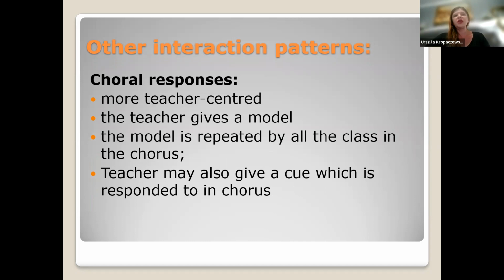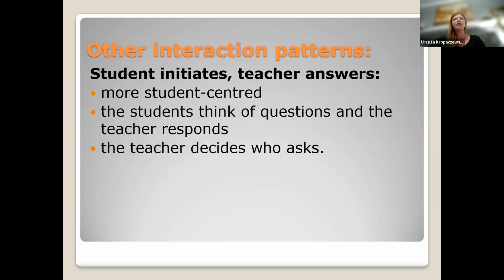When the teacher makes students respond, there should always be a model. So students should know how they should respond to the question of a teacher.